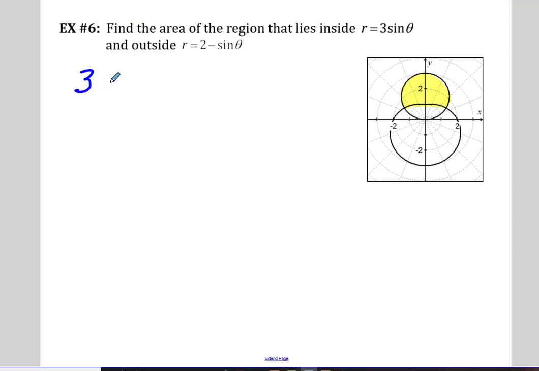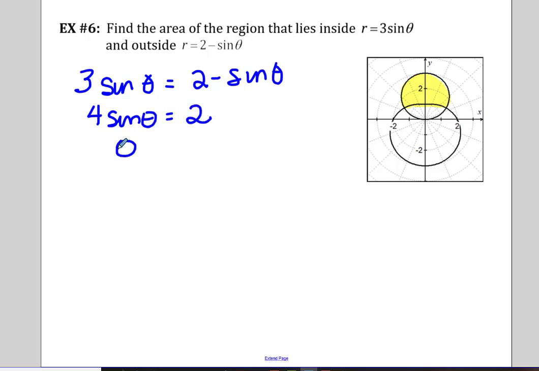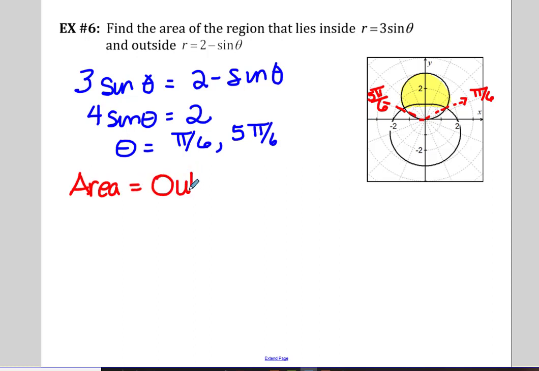We need where 3 sine theta intersects 2 minus sine theta. So where 4 sine theta equals 2, or where sine theta is 1/2, again, we're at pi over 6 and 5 pi over 6. And if you pay attention to the graph itself, you can see there's the pi over 6 intersection, and here's our 5 pi over 6 intersection. So thinking about that, the area is going to be the outer part minus the inner part.